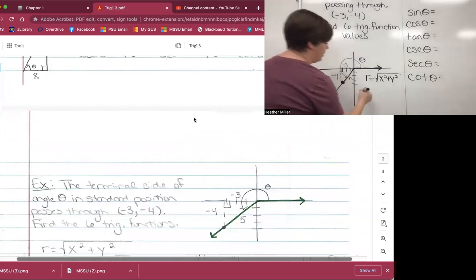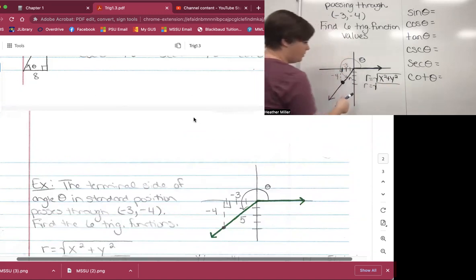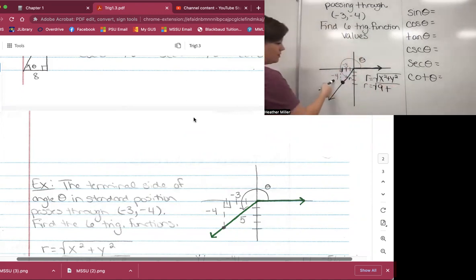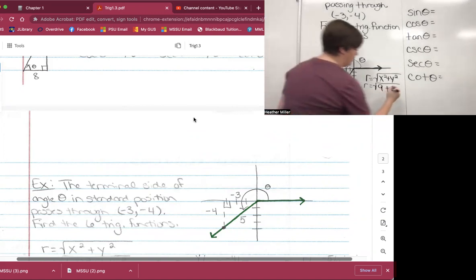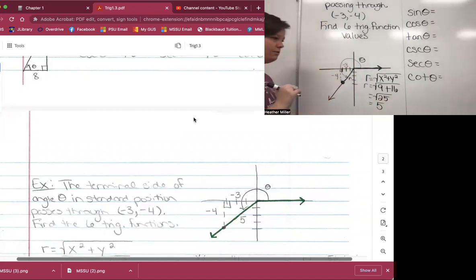So let's figure out what r is. r equals x squared. Well, what is x? x is -3. -3 squared will give me a +9 plus y squared, which is -4. -4 times -4 will give me a +16. So we have the square root of 25, which gives me a +5.